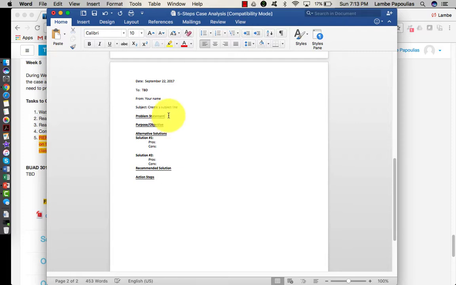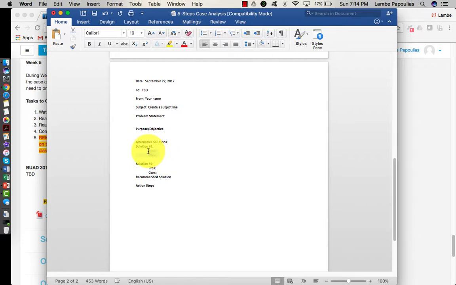And then you're going to write the problem statement. Remember what the problem is in the case, what the purpose objective is. And this doesn't have to be underlined, but you can keep it bolded. Same thing with the other sections as well. Here you're going to write your purpose objective, and then your alternative solutions.